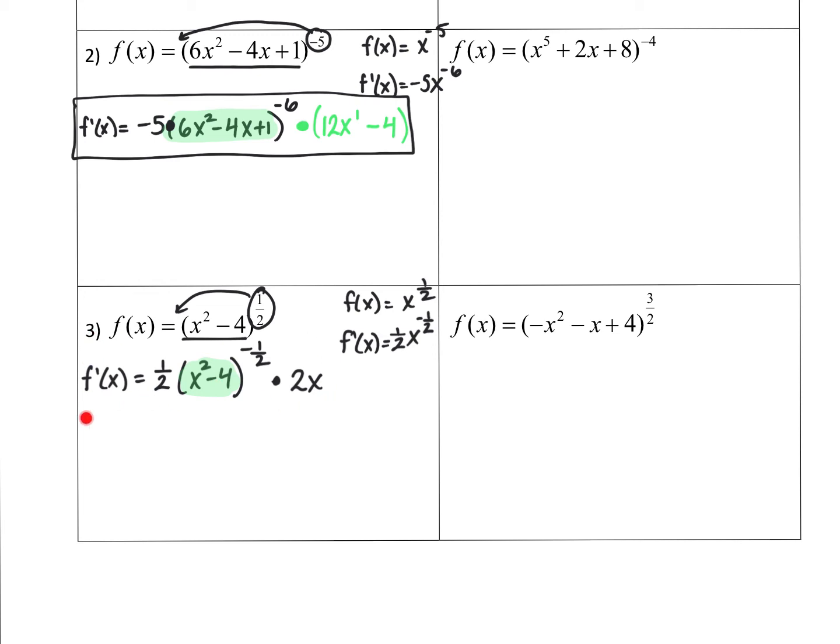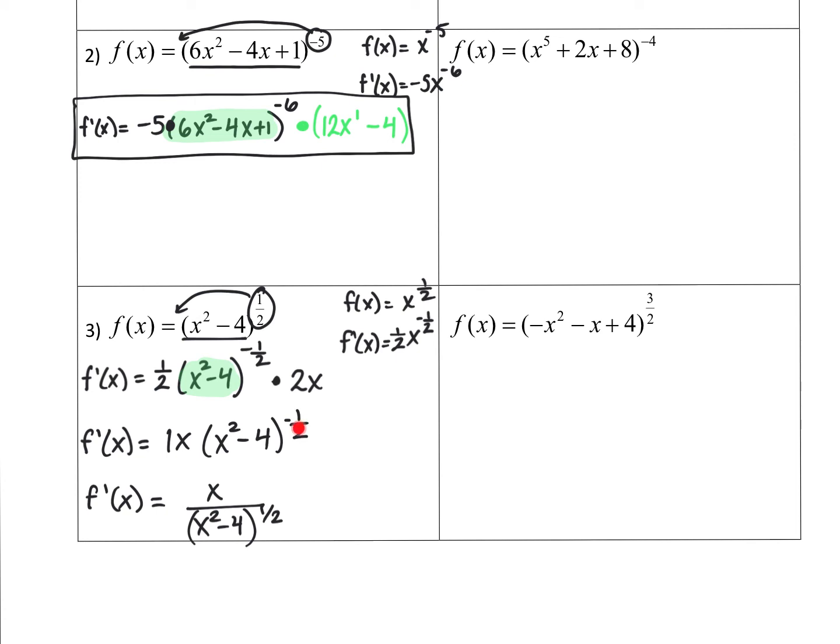Now, we can leave this as my final answer, or we can clean it up a little bit. So let's say our derivative, f prime of x, if I multiply a half times 2x, well, a half times 2 is just 1. So we could say this is 1x, x squared minus 4 to the negative 1/2. If we wanted to clean this up even more, we could say that it's x on top and x squared minus 4 to the positive 1/2 on bottom.